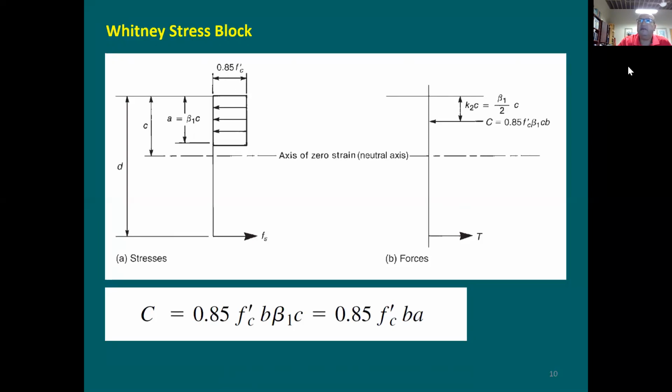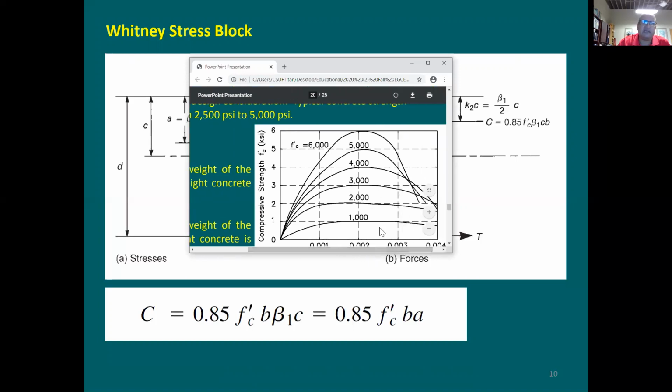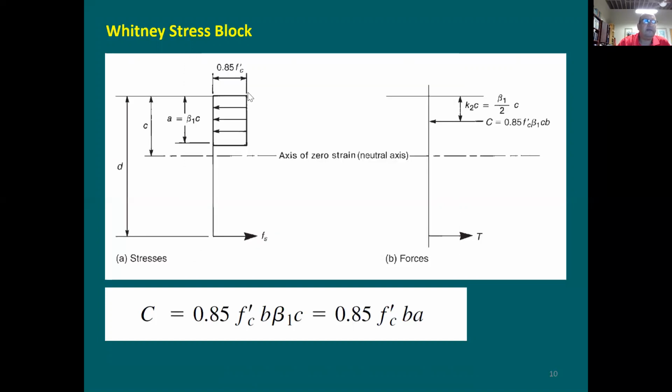What's f'c? It's the specified concrete stress that you use, which in our case here, the one that I used as a numerical example, I say 4,000. So it's going to be 0.85 of this 4,000. Okay, good. He said, I'm going to come here with a block depth equal to a. What's the block depth a?